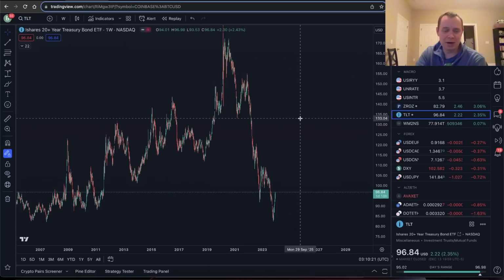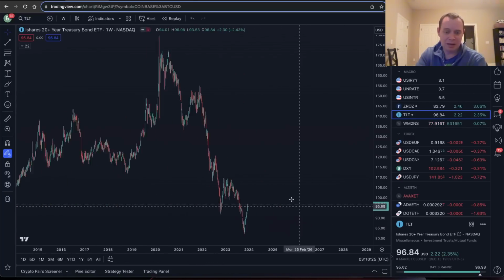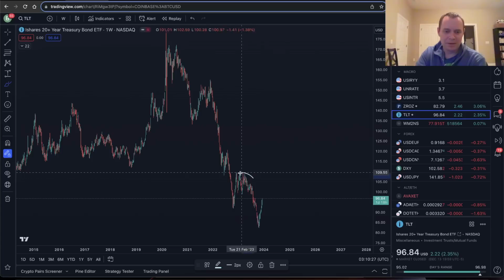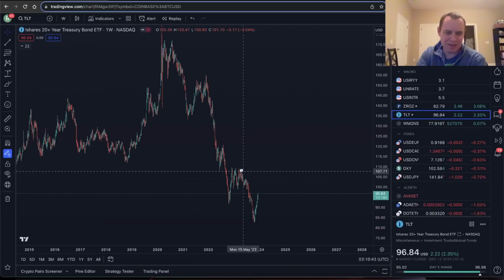Now, the bond market, TLT, is something that I'd been watching for a while, and back over here, I was not convinced that higher for longer was priced in. Back over there in January, February, March, April, May, June. And I was very vocal that I did not think higher for longer was priced in. But then we got this move, right?